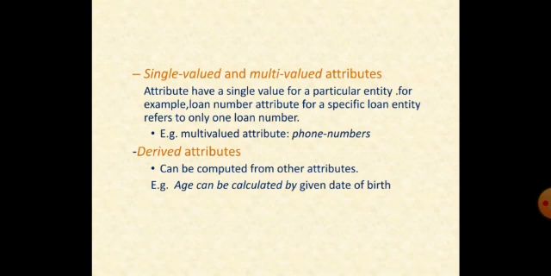The next attribute type is derived attributes. A derived attribute can be computed from other attributes. For example, age can be calculated from another attribute, date of birth. We can calculate the age by using the given date of birth. So this is called a derived attribute.